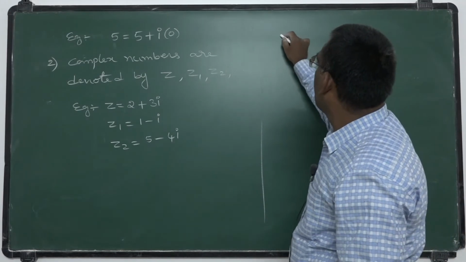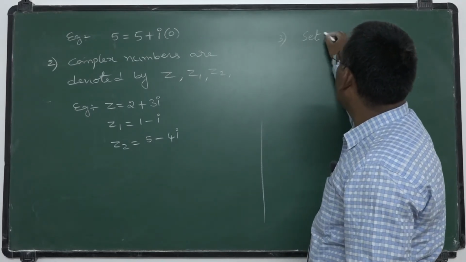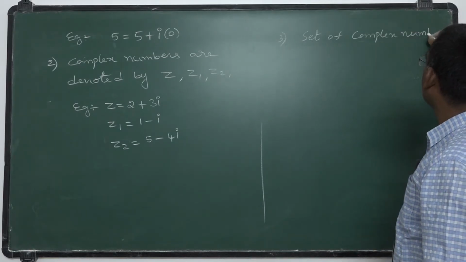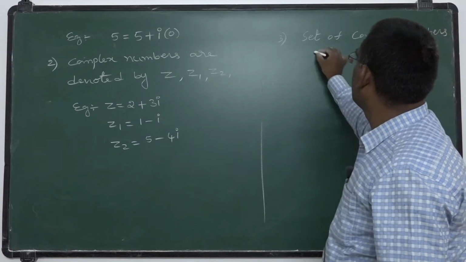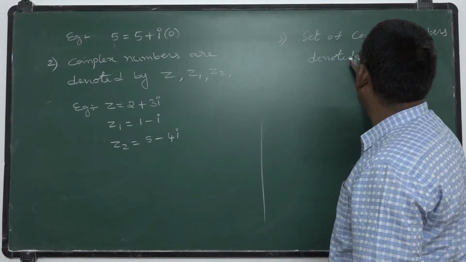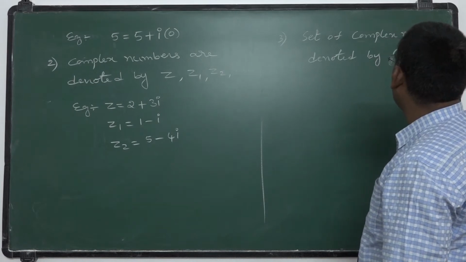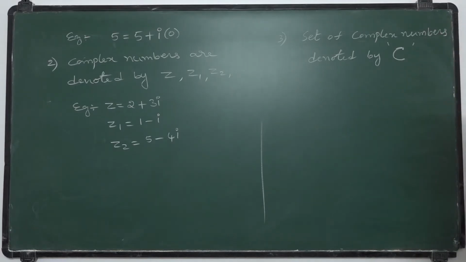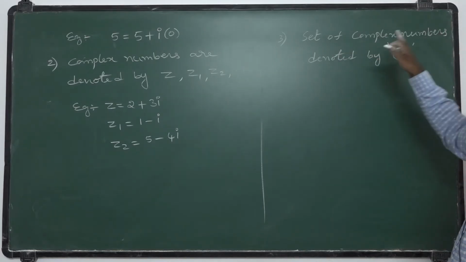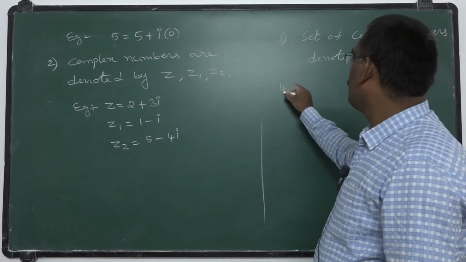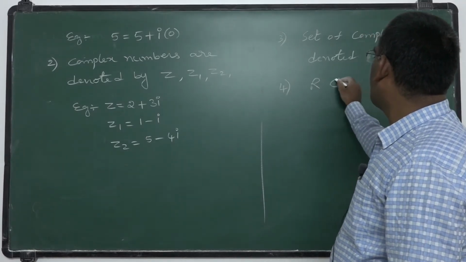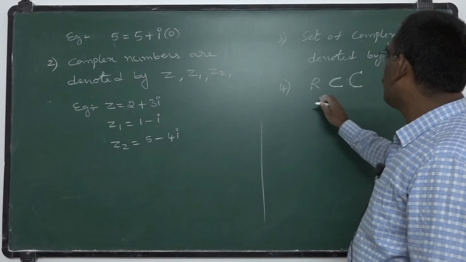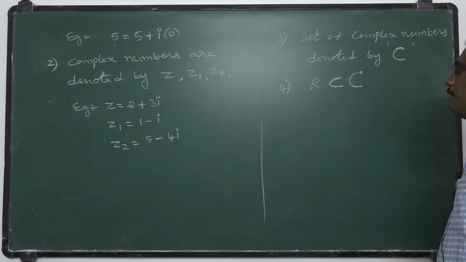Next point, the set of complex numbers is denoted by the capital letter C. So capital R represents the set of real numbers, capital C represents the set of complex numbers. So the set of real numbers is a proper subset of complex numbers, because all the real numbers are complex numbers.